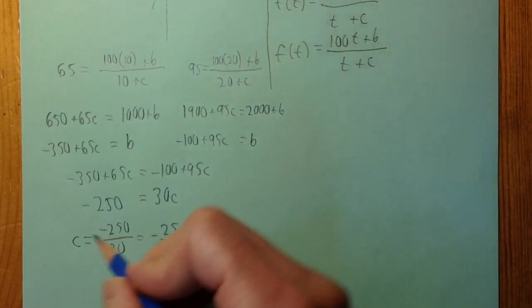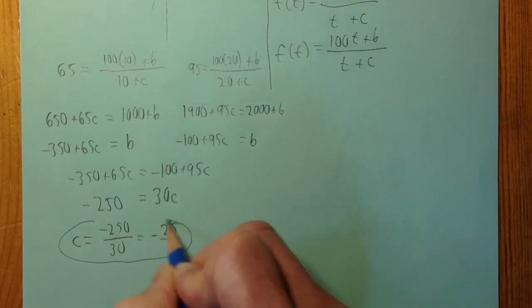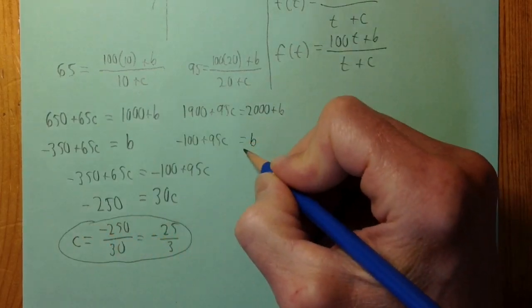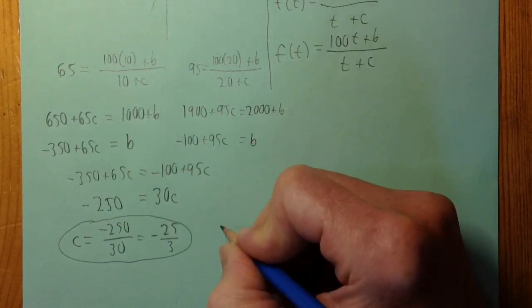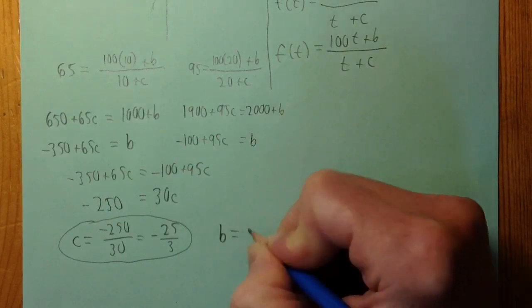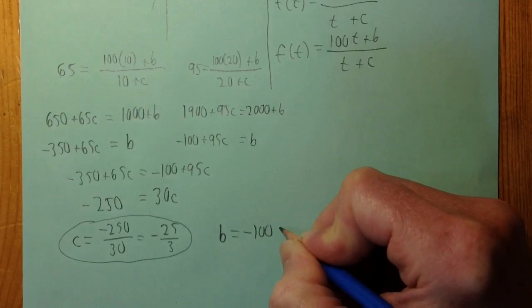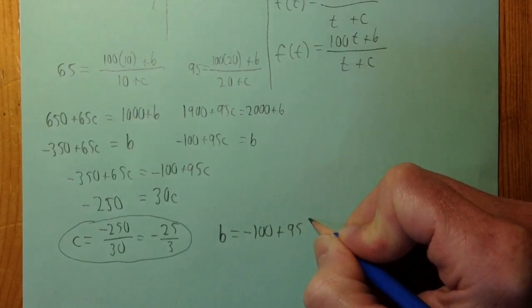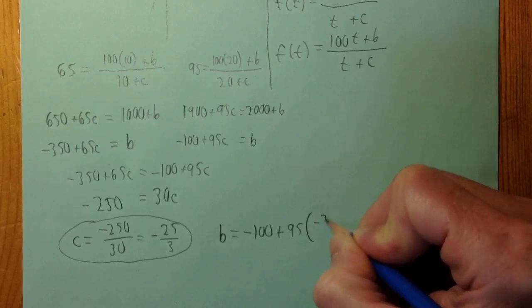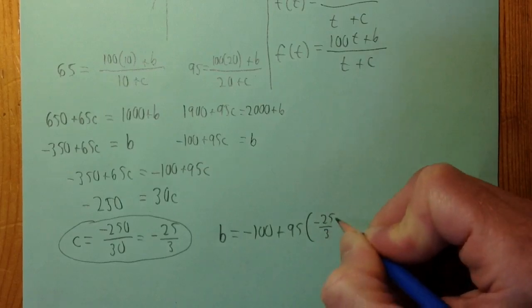Okay, that's our c. So I'm going to circle that so we remember it. Now we want b, and I can use either one of these earlier equations for b. Let's use this one. So b is negative 100 plus 95 times c. c is negative 25 over 3.